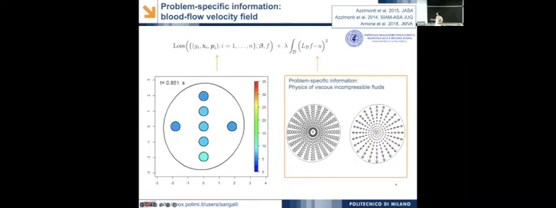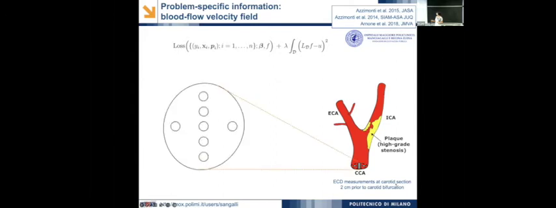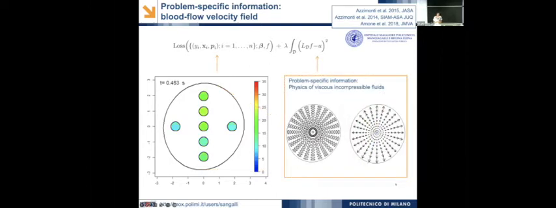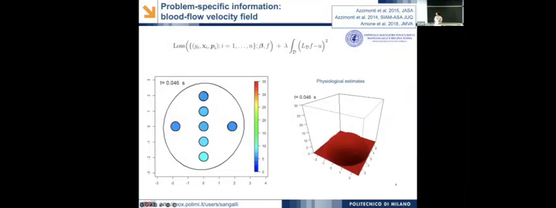And of course, there is no way that classical methods can return physiological estimates, because this problem has a very complicated physics underlying, the physics of viscous incompressible fluids. On the other hand, this physics can be used to define a partial differential equation that can be included into the estimation problem to obtain physiological estimates. Now, these physiological estimates are very important for the medical doctor because they highlight eccentricity and asymmetries of the fluxes that are crucial for this pathology.